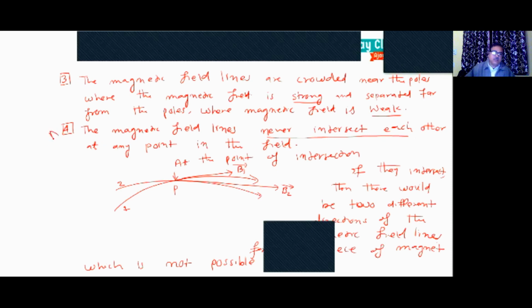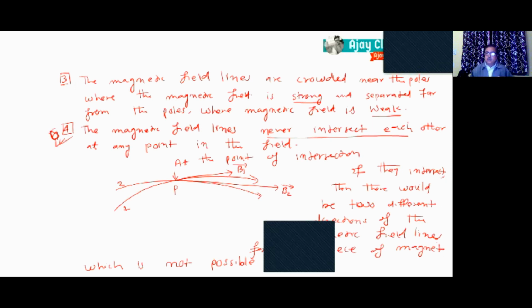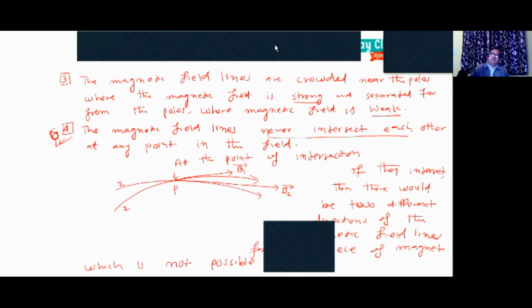So this should be noted down as very remarkable. These four points and characteristics of the magnetic field lines are very, very important, and this kind of discussion should be revised.